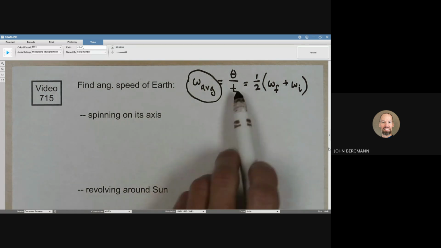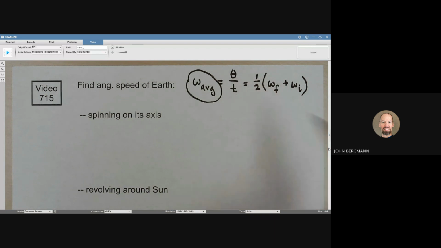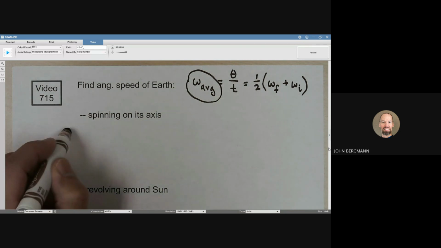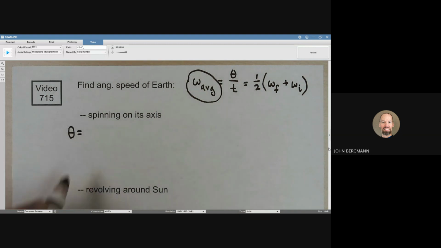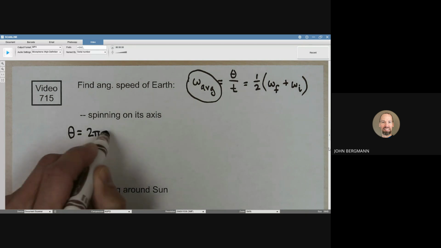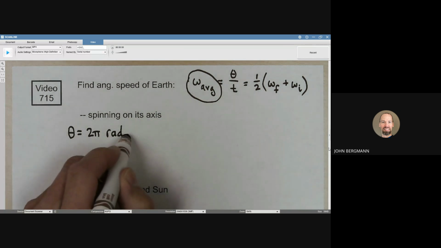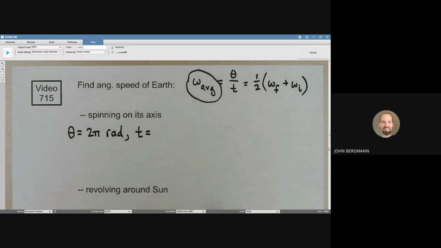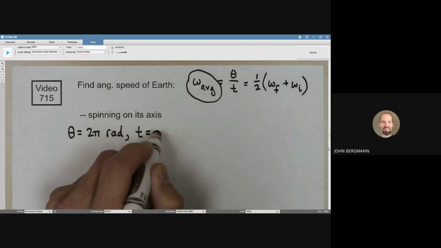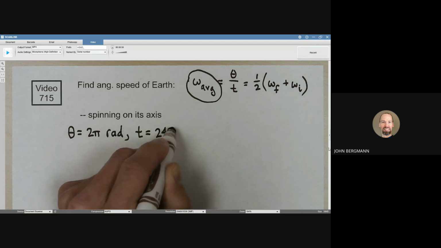To find that, we need an angular displacement and a time that is applicable to that angular displacement. Often with things that are spinning, it's a good idea to say the angular displacement is 2 pi radians. In other words, the thing goes one time around. And for the Earth spinning on its axis, how long does it take to go one time around? I'm hoping that you know that already, but if you want to say it as 1 day, that's fine. If you want to say it as 24 hours, that's fine. I'm going to use 24 hours.